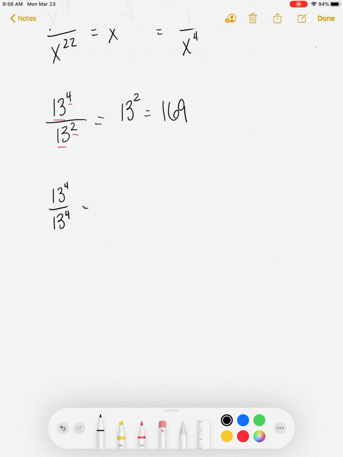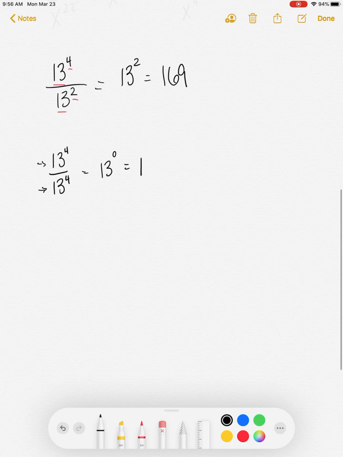All right, so we know that the rule says that we can subtract them. So 4 minus 4 is 0. That means the rule says this is 13 to the 0 power. And if you remember, you can always check it on your calculator, anything to the 0 power is 1. This makes sense because 13 to the 4th is numerically the very same thing as 13 to the 4th. I'd have to pull out my calculator to check what it is, but when you have anything divided by itself, you have 1. So this is a good explanation as to why anything to the 0 power is 1.